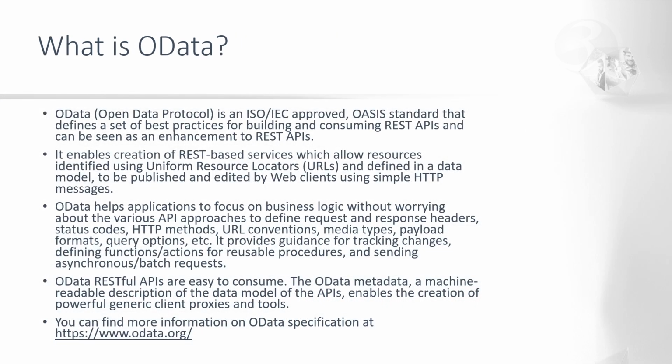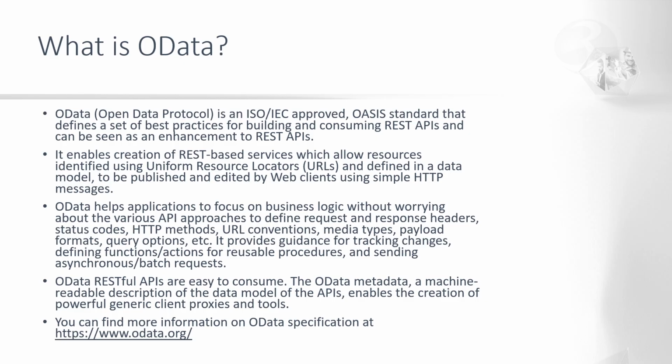So, what is OData? Well, OData stands for Open Data Protocol. It is an ISO/IEC approved OASIS standard that defines a set of best practices for building and consuming REST APIs, and can actually be seen as an enhancement to REST APIs. It helps enable the creation of REST-based services, which allow resources, identified using Uniform Resource Locators, or URLs, and defined in a data model, to be published and edited by web clients using simple HTTP messages.